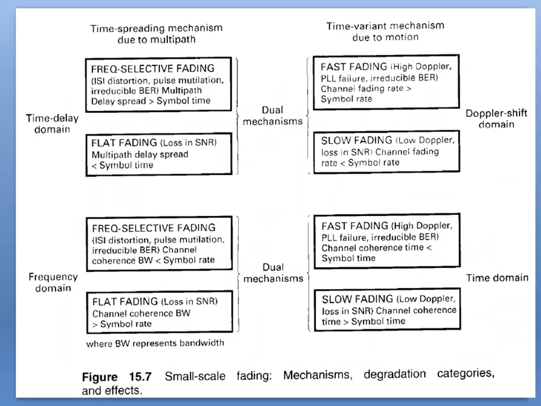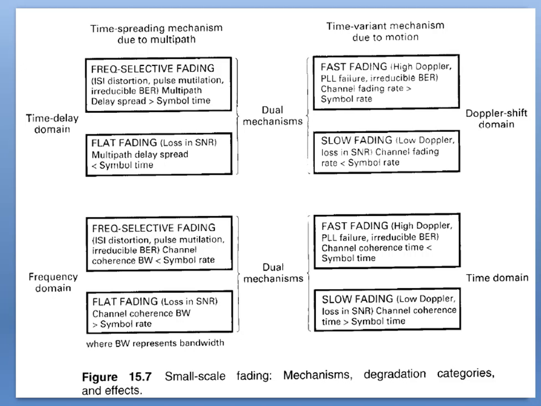As we already discussed in the previous video, there are two types of mechanisms: the time spreading mechanism due to the multipath, and the time variant mechanism due to the motion. In the time domain, the spreading mechanism due to multipath gives frequency selective fading and flat fading, and similarly the time variant mechanism due to the motion gives fast fading and slow fading. The second approach is the Doppler shift approach.